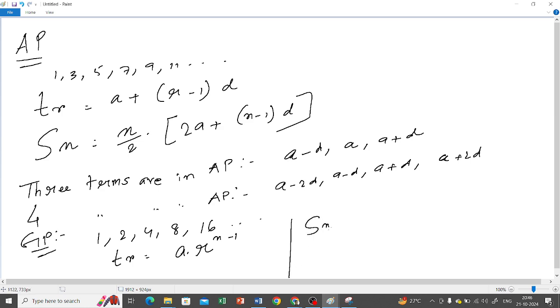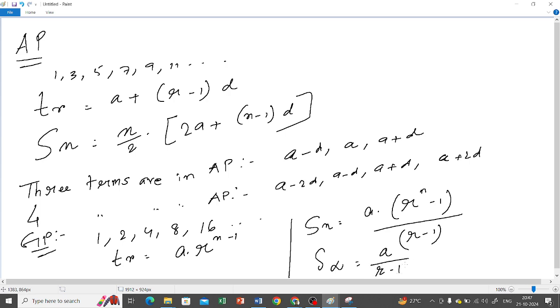Sum of n terms of a GP will be A into R to the power n minus 1 by R minus 1. Right. Sum of infinite GP series is A by R minus 1 if R is greater than 1, and if R is less than 1, it is A by 1 minus R. Both of these formulas will change into 1 minus R to the power n and 1 minus R if R is less than 1.